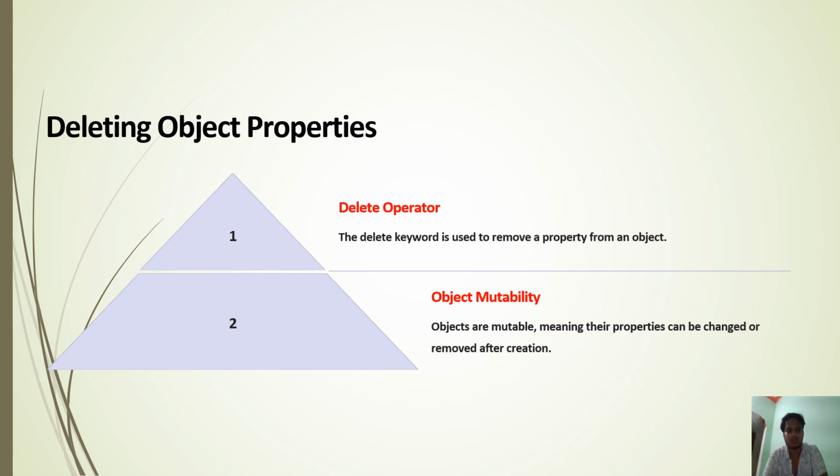Deleting object properties. Delete operator: the delete keyword is used to remove a property from an object. Object mutability. Objects are mutable, meaning their properties can be changed or removed after creation.